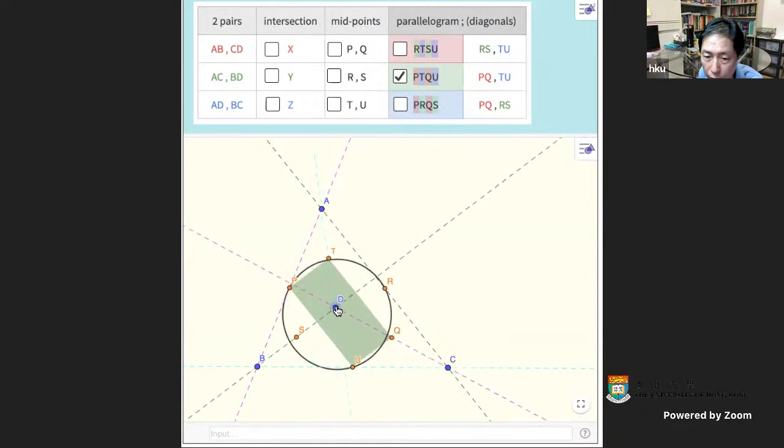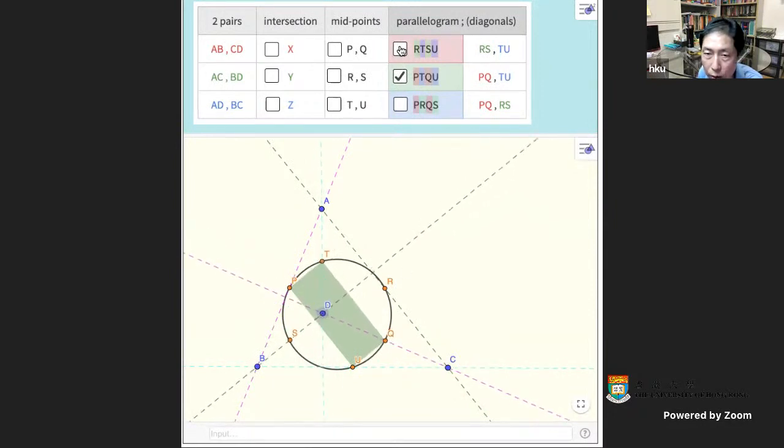So that is the only way to make them concyclic. Now, let's go back to these 3 parallelograms. Making one of them a rectangle is not that difficult. You just make sure 2 sides, these 2 sides of the same color, are perpendicular, right?